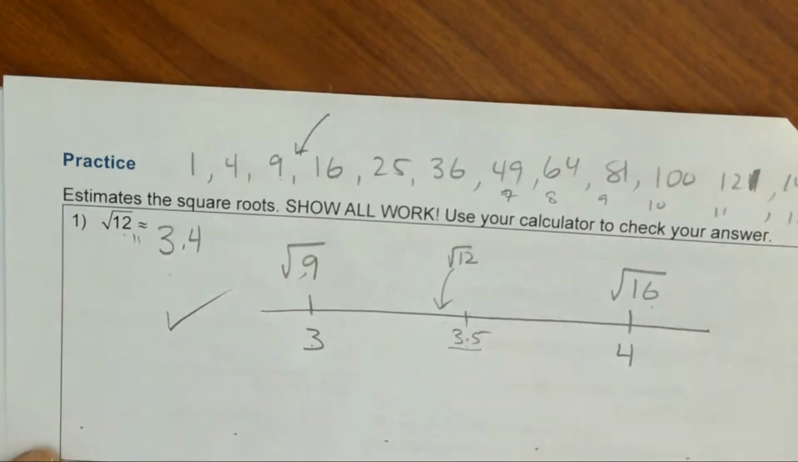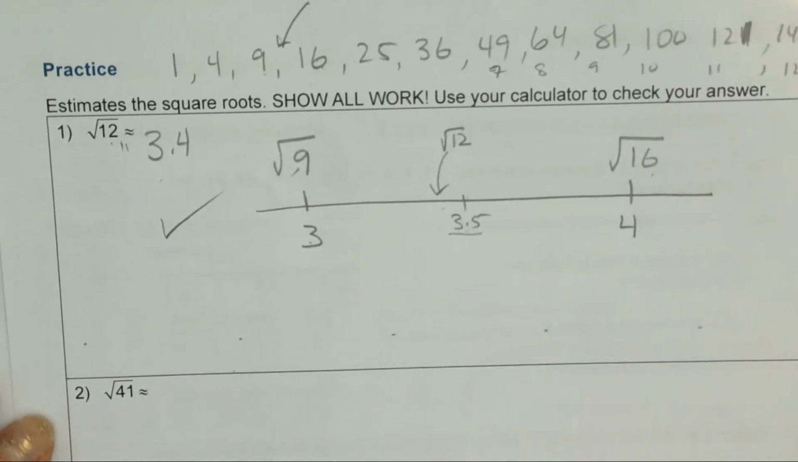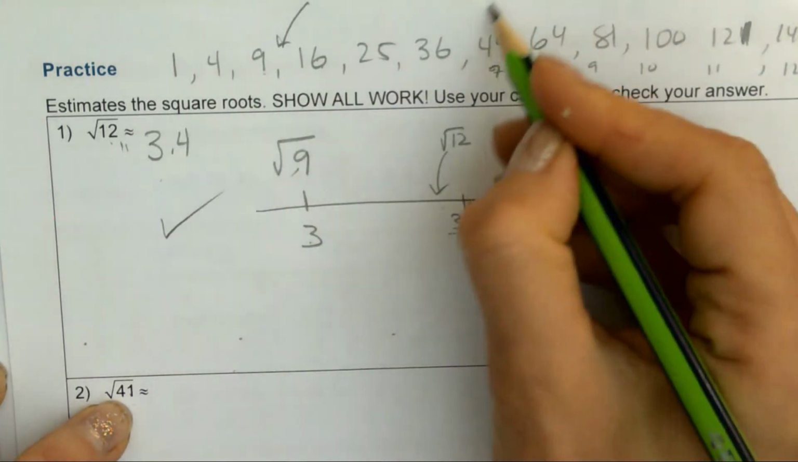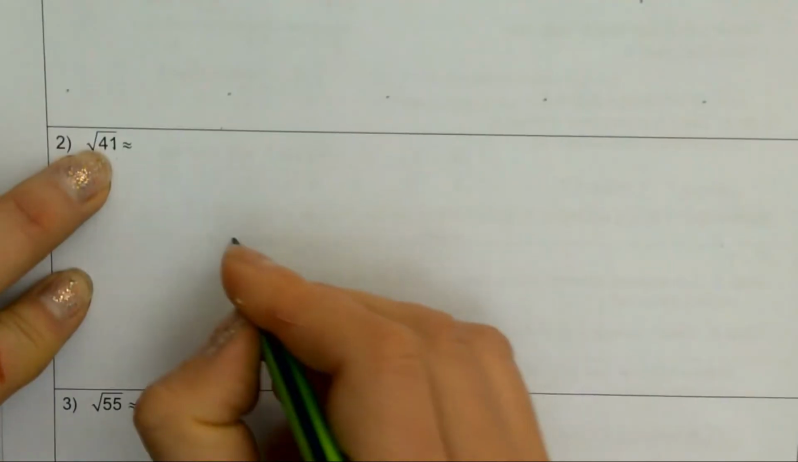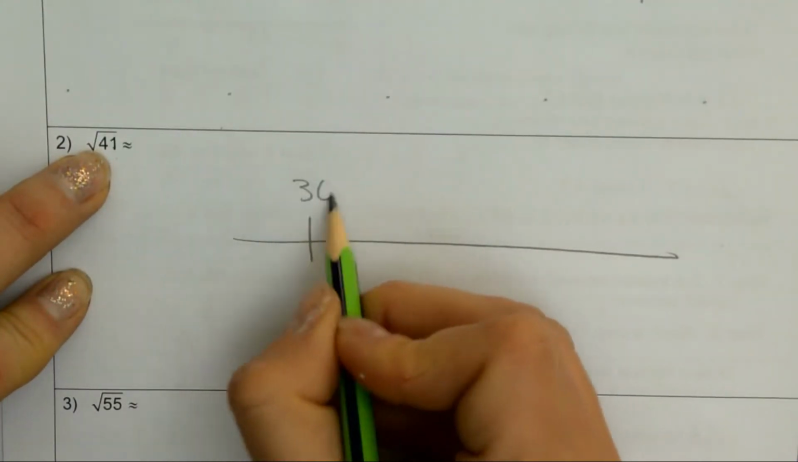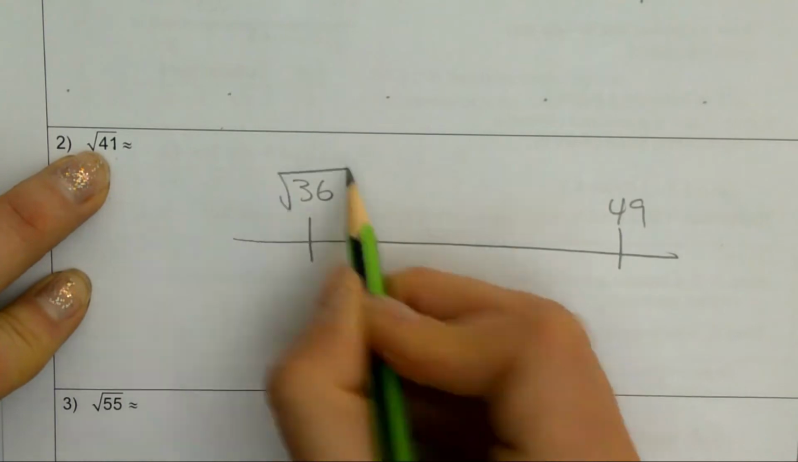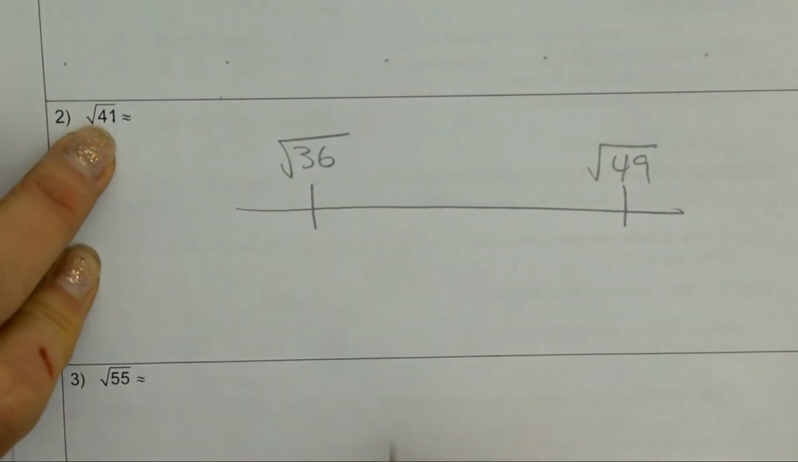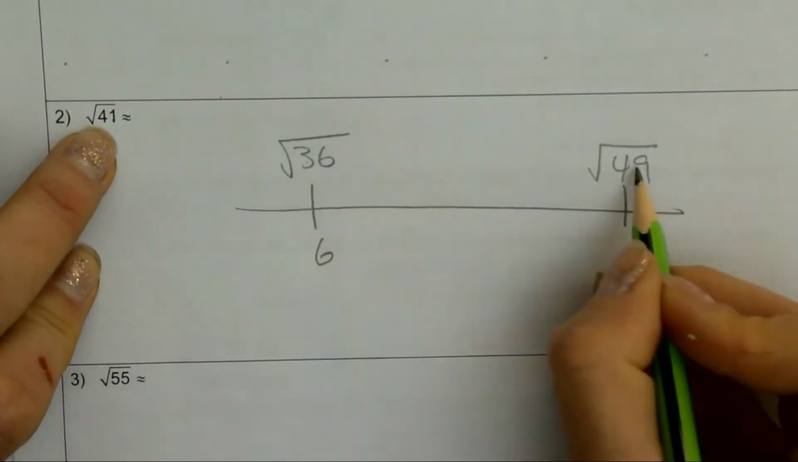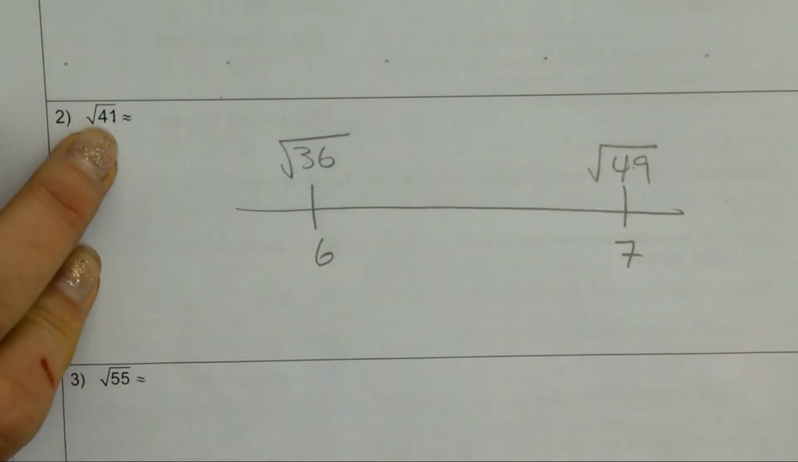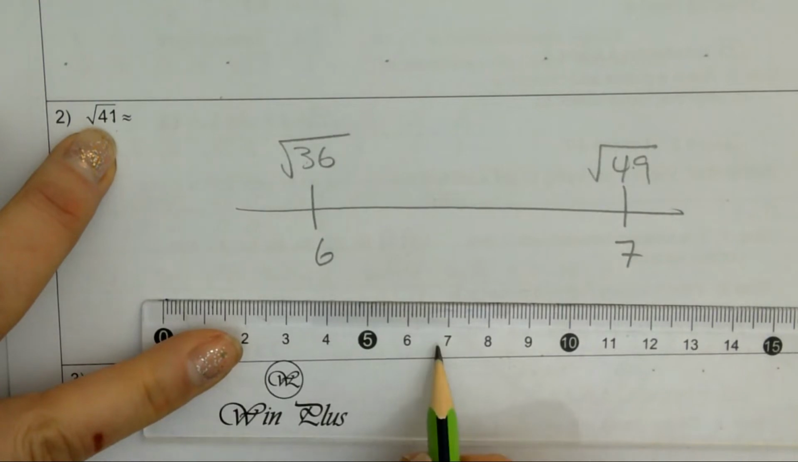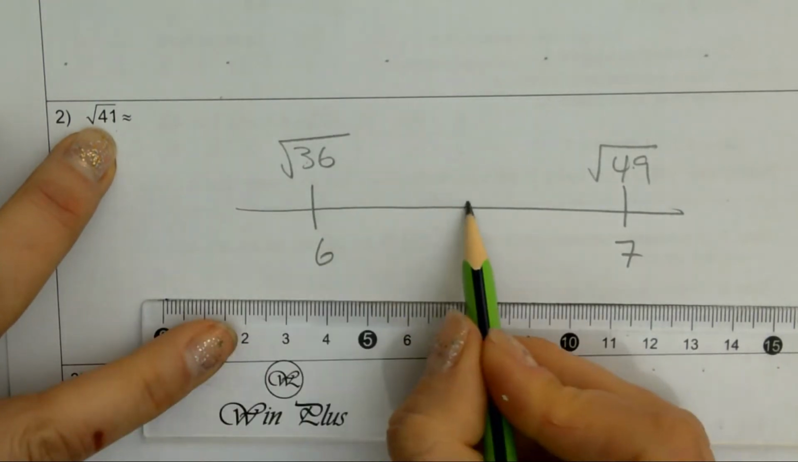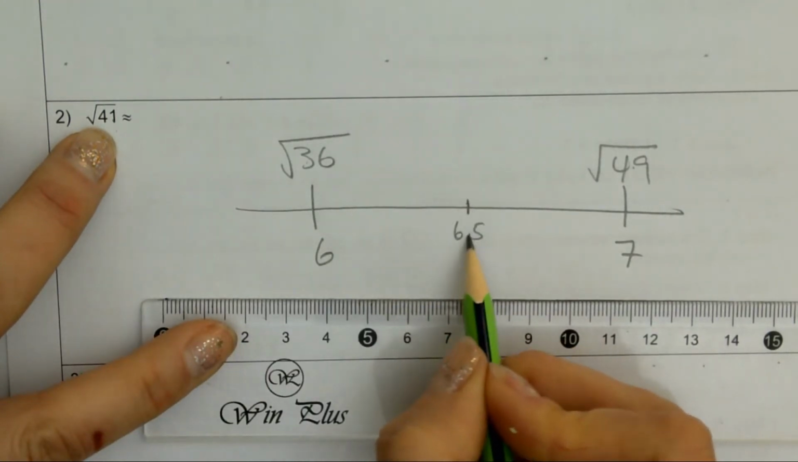Okay. So the next one is the square root of 41. 41 is here between 36 and 49. So let's draw a big ruler with 36 and 49. We do the square roots. 6 times 6 is 36. 7 times 7 is 49. So we're sort of doing a ruler. Now we're between 6 and 7. So halfway between 6 and 7 is 6.5.